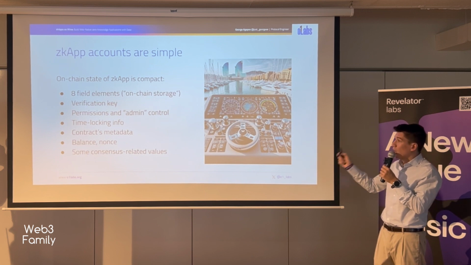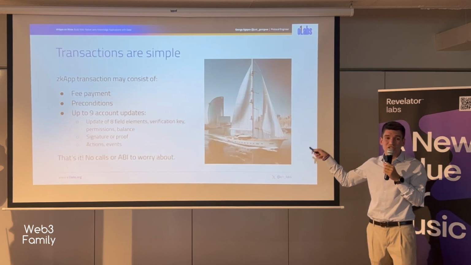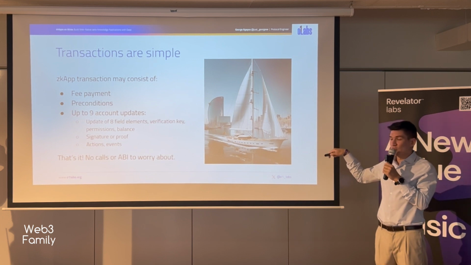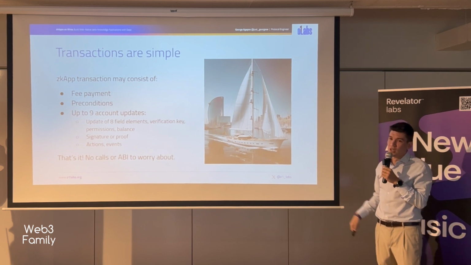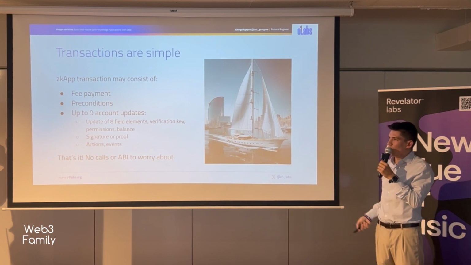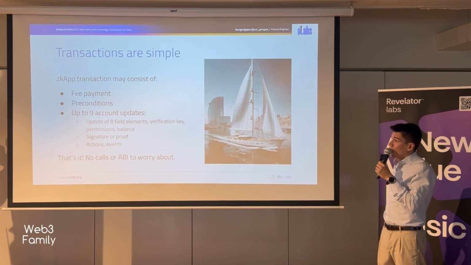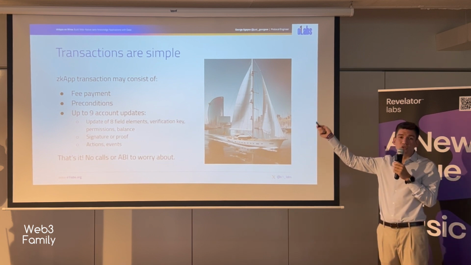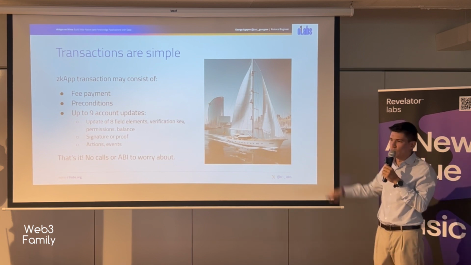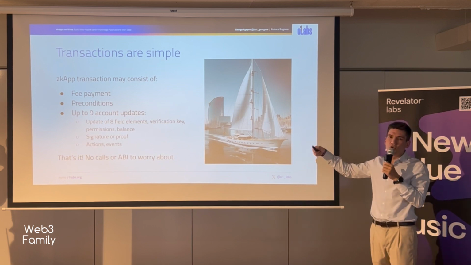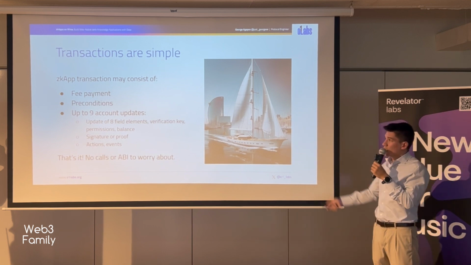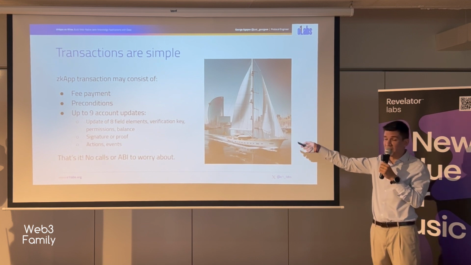It's really simple, and such a simple structure of account state allows us to have transactions that are also very simple. There is some fee payment data in the transaction. There are preconditions, something like, this transaction cannot be executed after this date, and there are updates to the account fields that I showed you on the previous slide. Also, there is of course a proof for each account update, and up to 9 account updates can be packed into a transaction.